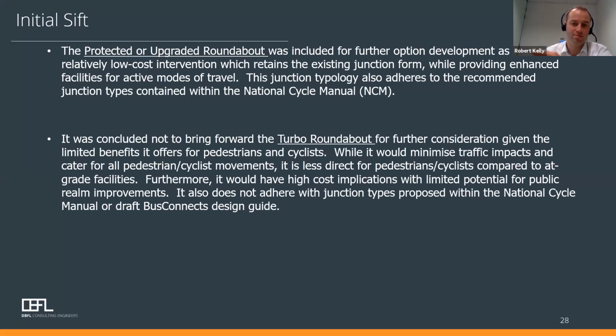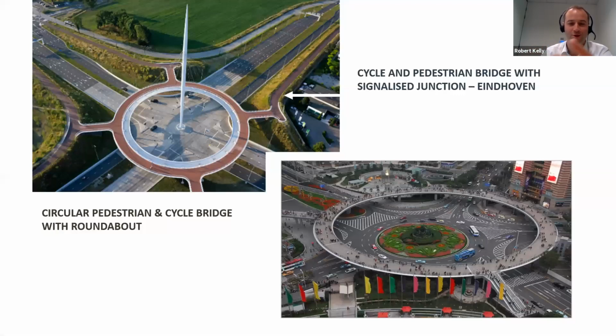It aligned with, I suppose, junction typology in the National Cycle Manual. The second option, the turbo roundabout, didn't align with the National Cycle Manual or the draft BusConnects design guidance, and as I mentioned before, it provides for less direct facilities for peds and cyclists. And for the same reason, while I'd love to see one of these schemes implemented in Ireland, the same reason applies to grade separated cycle and pedestrian bridges similar to these ones in the Hovenring here in Eindhoven, on the top of the screen, and then we have a circular pedestrian and cycle bridge in, I think, the Pudong district of Shanghai in China.